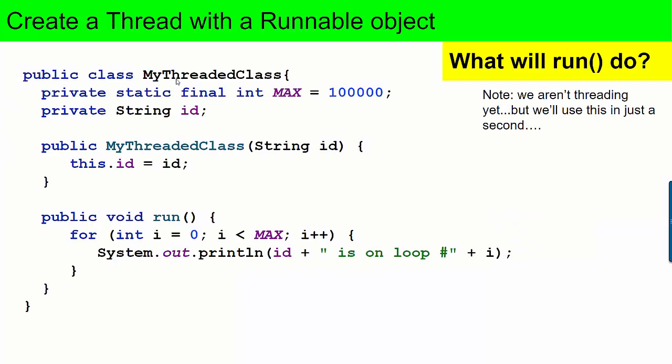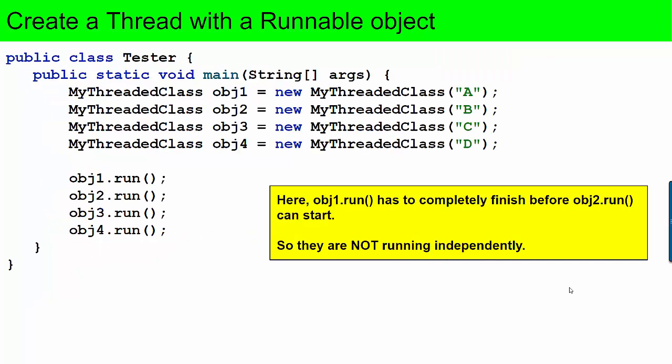So here's an example. My threaded class has a constructor. Every single time we construct the threaded class, we construct it with a new ID, so that way we can tell which objects are running which things. And all it does is loop from 0 up to a fixed maximum value, and print its own ID and then what step of the loop it's on. Okay, so you could run code that looks like this.